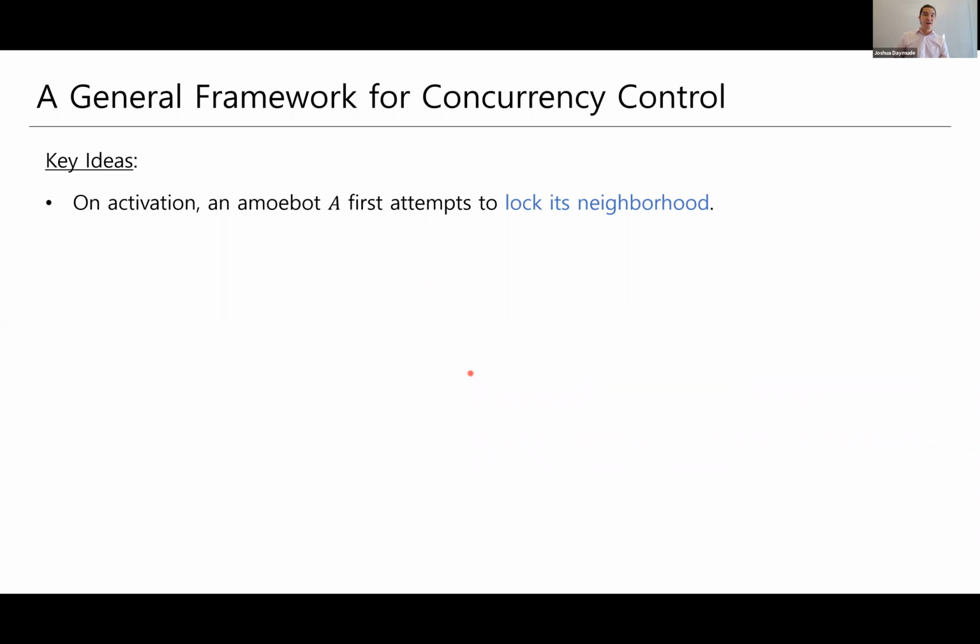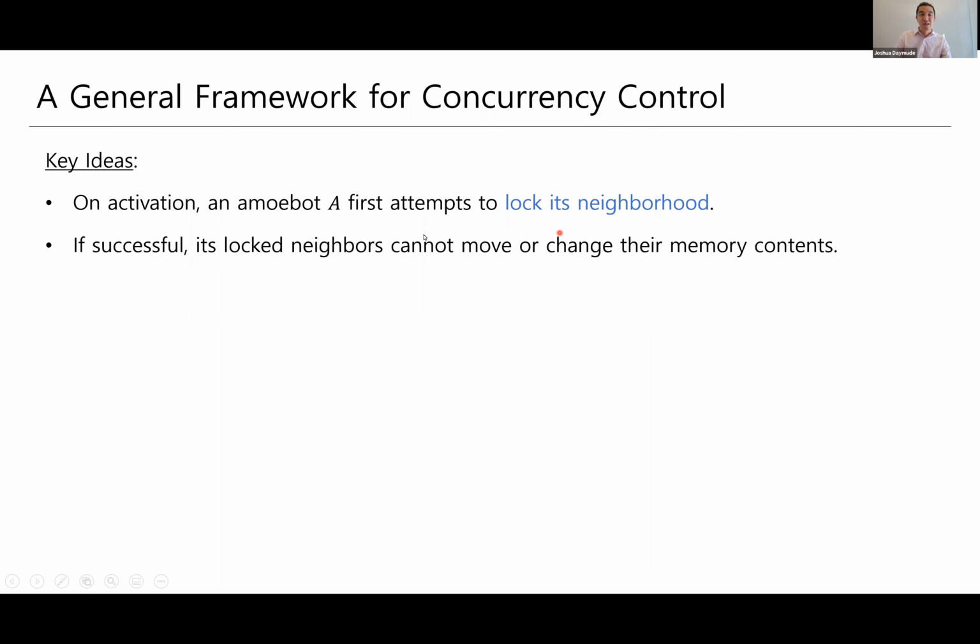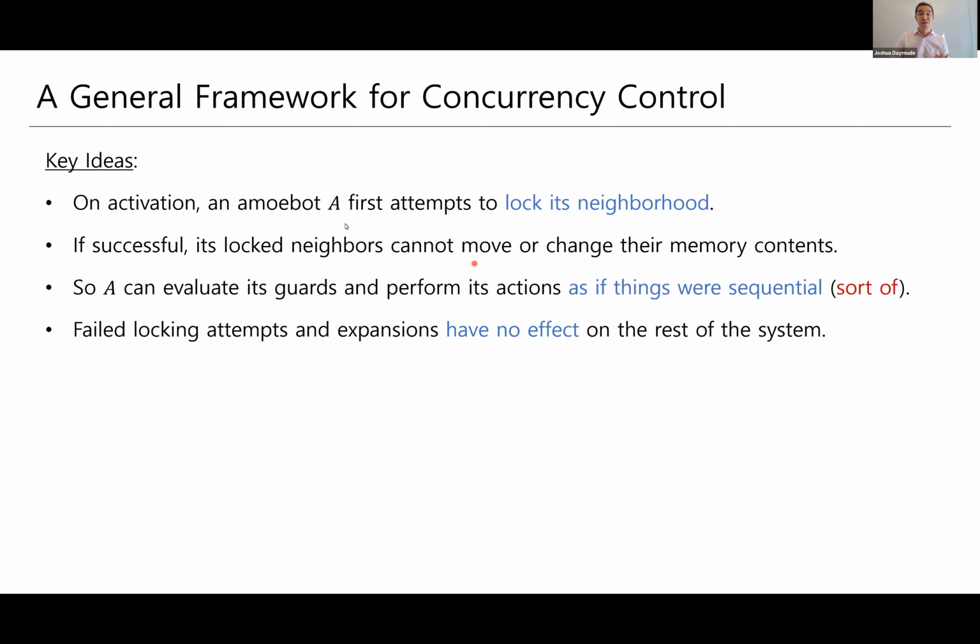So let's start with a set of key ideas that our framework is going to operate with. The first thing that an Amoebot is going to do under the framework is try to lock its neighborhood. Locked neighbors will not move and will not change their memory contents, either by writing to themselves or having neighbors write to them. So because this Amoebot knows that its neighbors won't change, it's going to be able to evaluate its guards and perform its actions almost as if things were sequential.